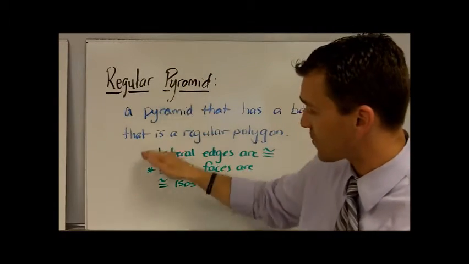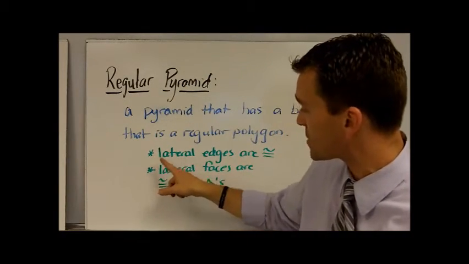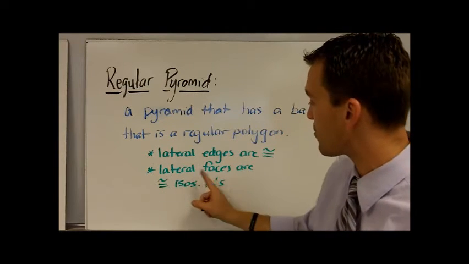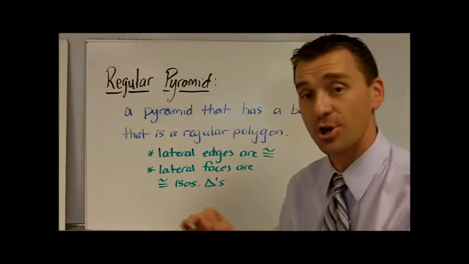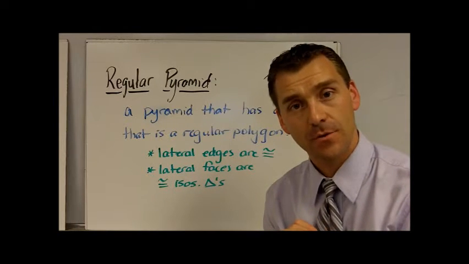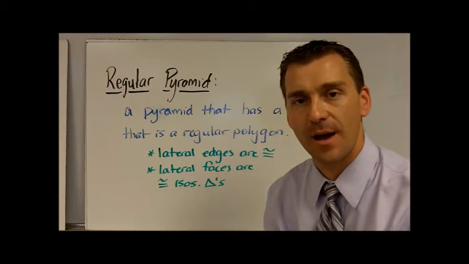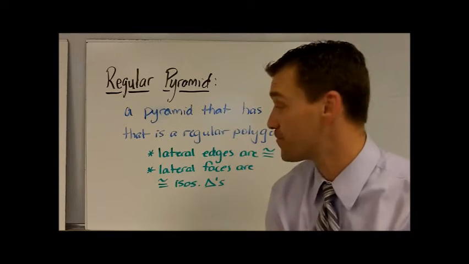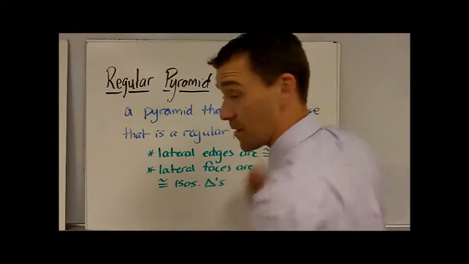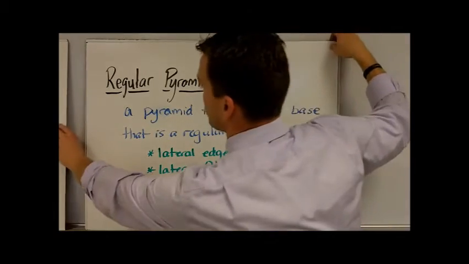Hey, a couple things that are kind of cool about a regular pyramid. Number 1 is this. The lateral edges are all congruent. It's pretty cool. And the other thing is the lateral faces are all going to be congruent isosceles triangles. Remember that, because that might come into play in a couple examples when we find the lateral surface area of the pyramids themselves. The lateral surface area and total surface area. So, let's rock and roll.